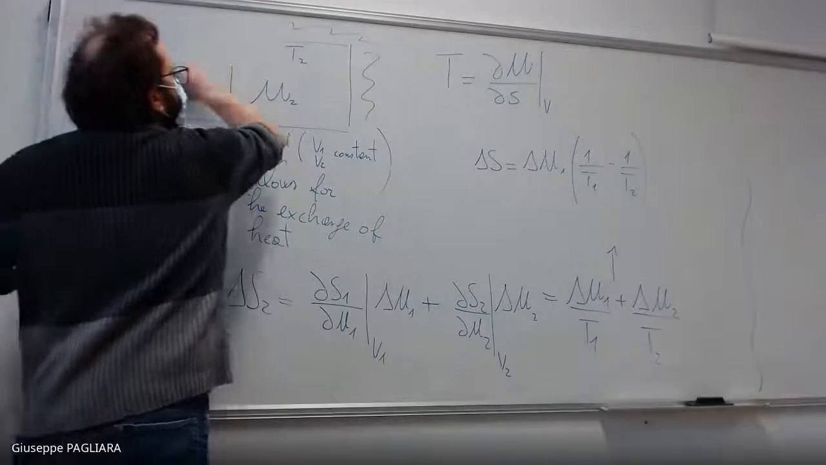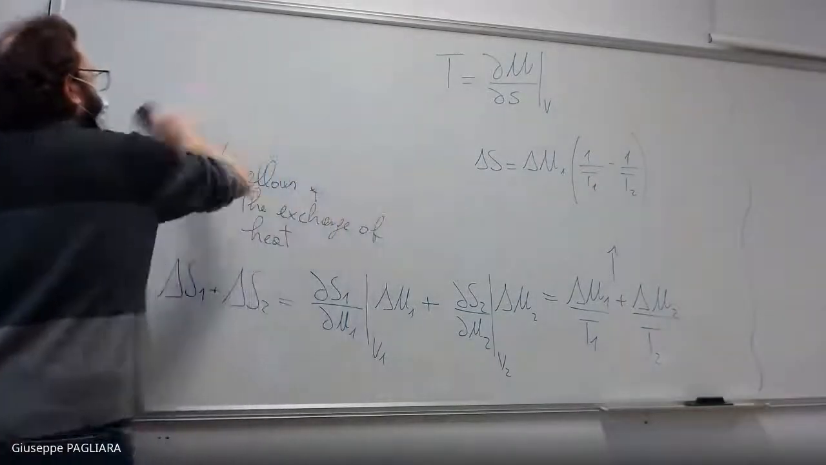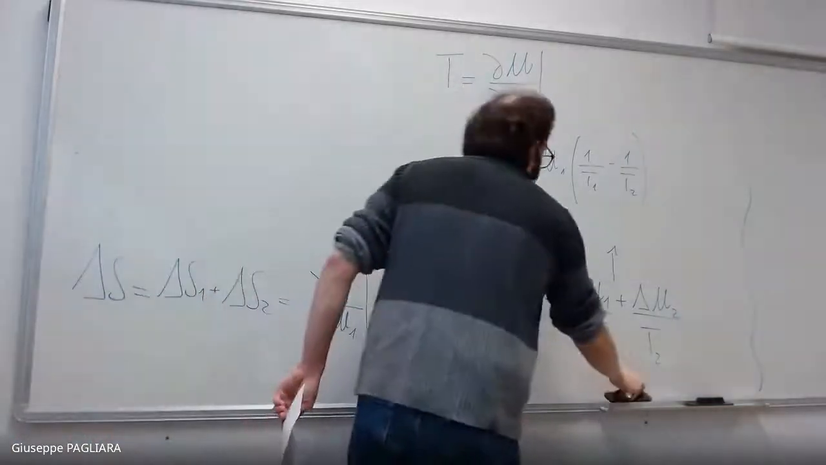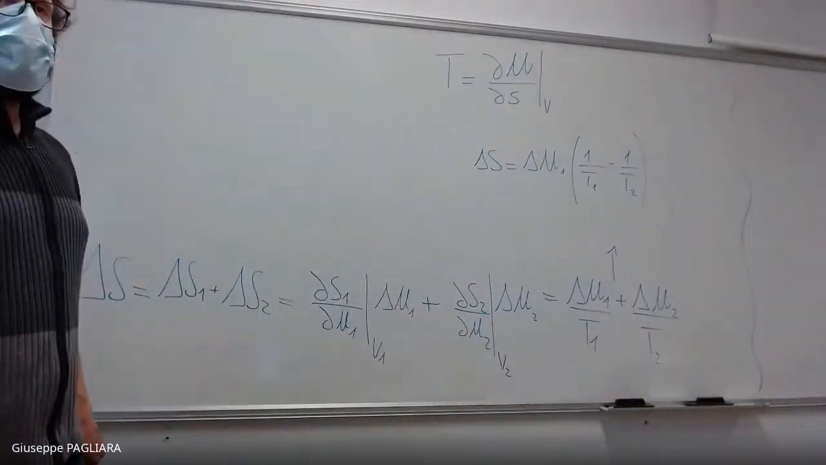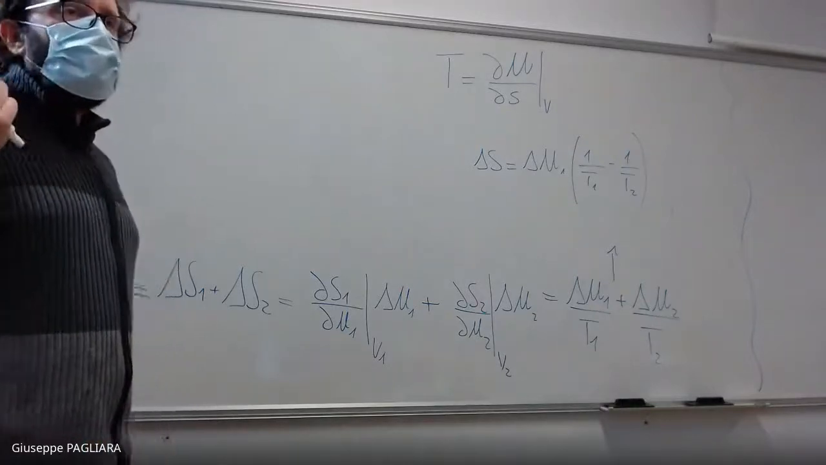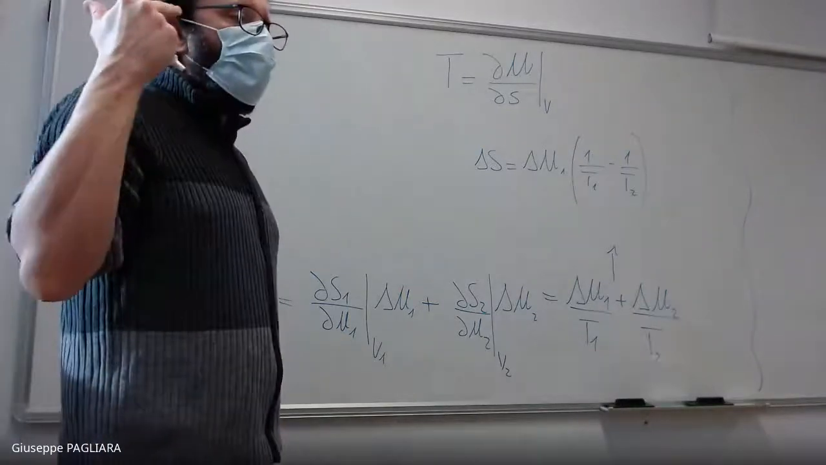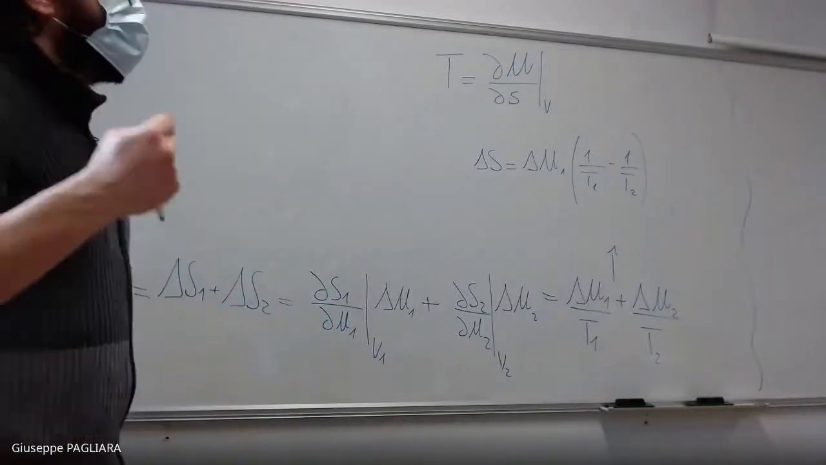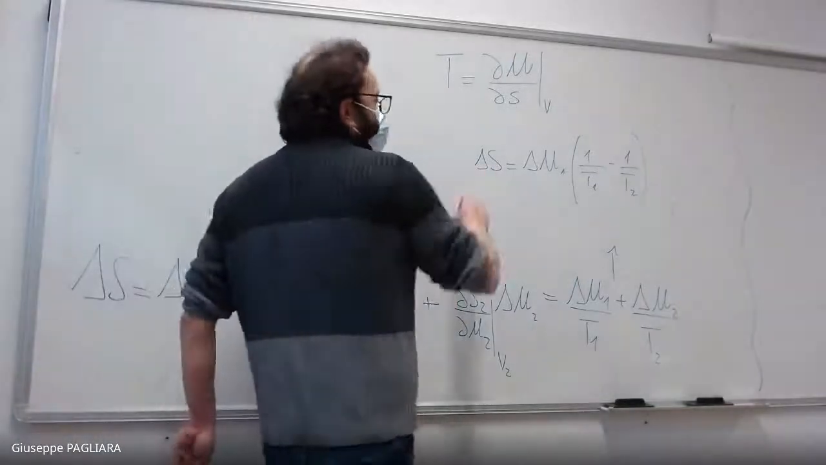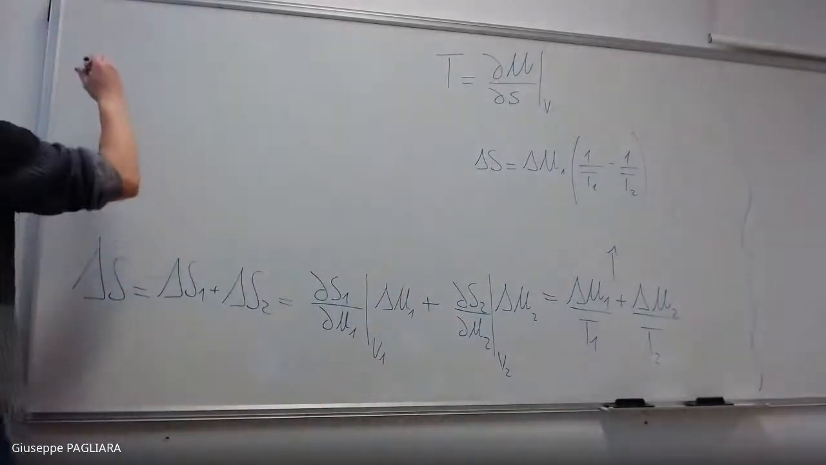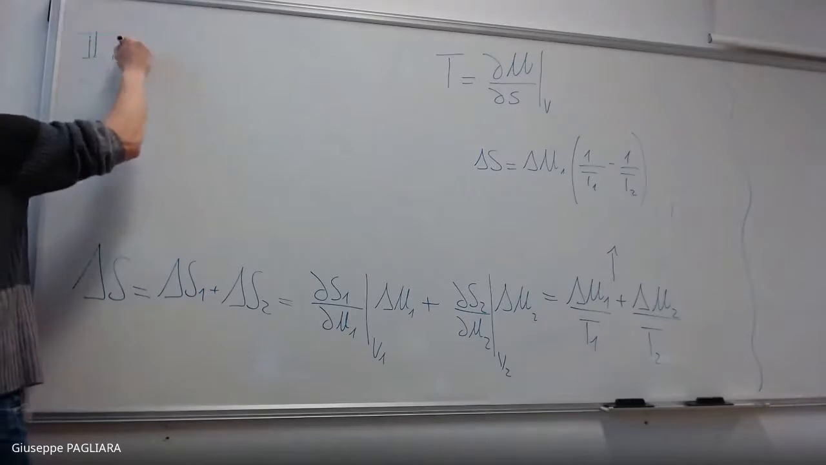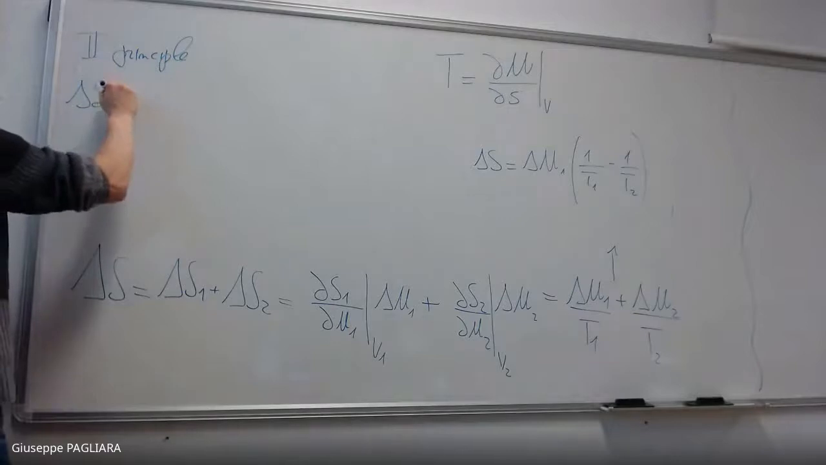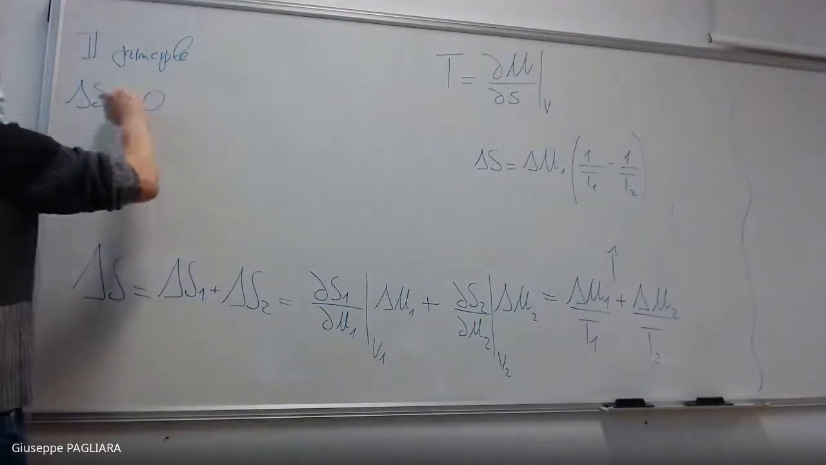Now, the full system is isolated. So there's no exchange of particles, no exchange of heat, no exchange of work with the environment. The second principle of thermodynamics tells me that in this situation, the delta S must be larger than 0. Okay, so from the second principle, I know that delta S is larger or equal than 0.